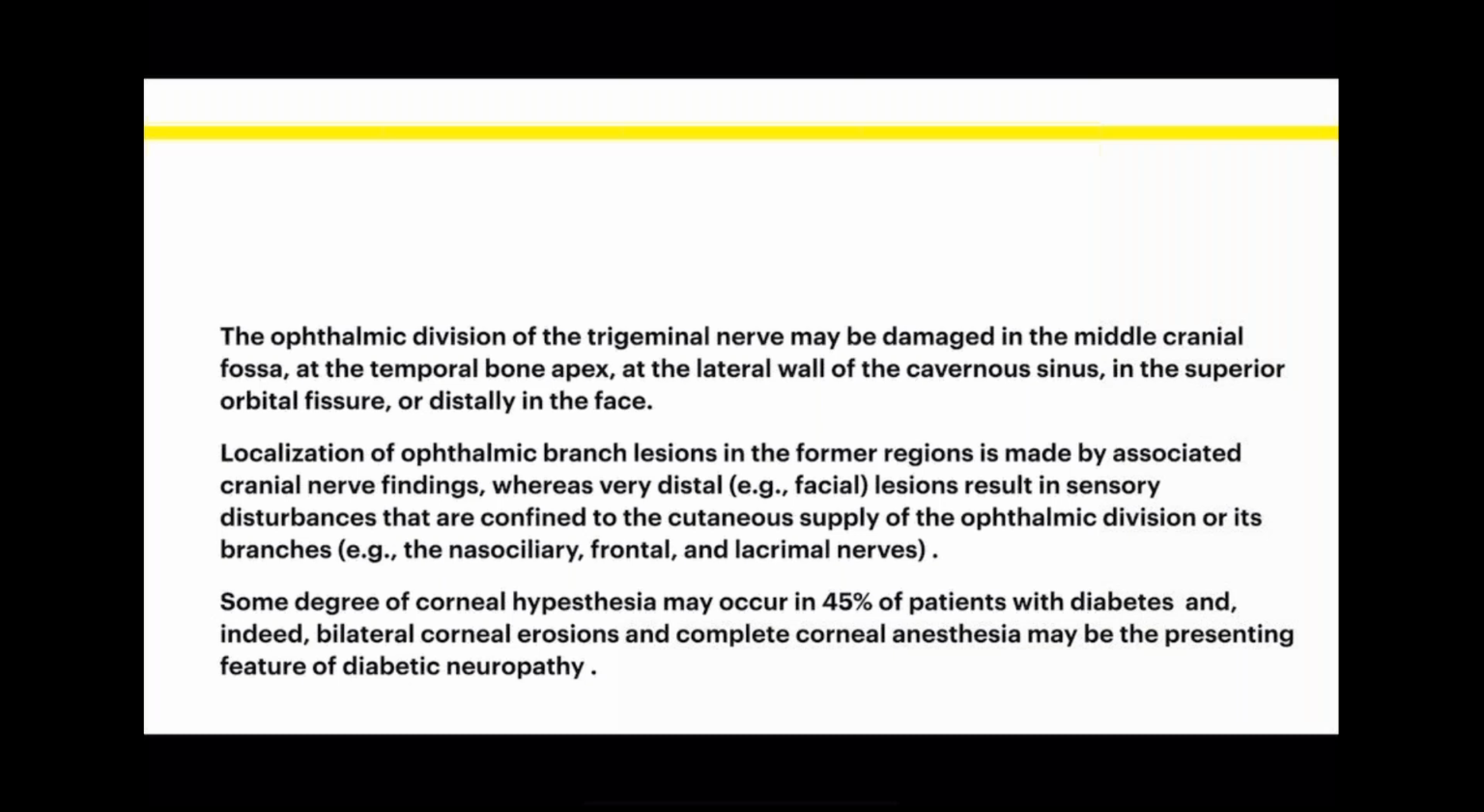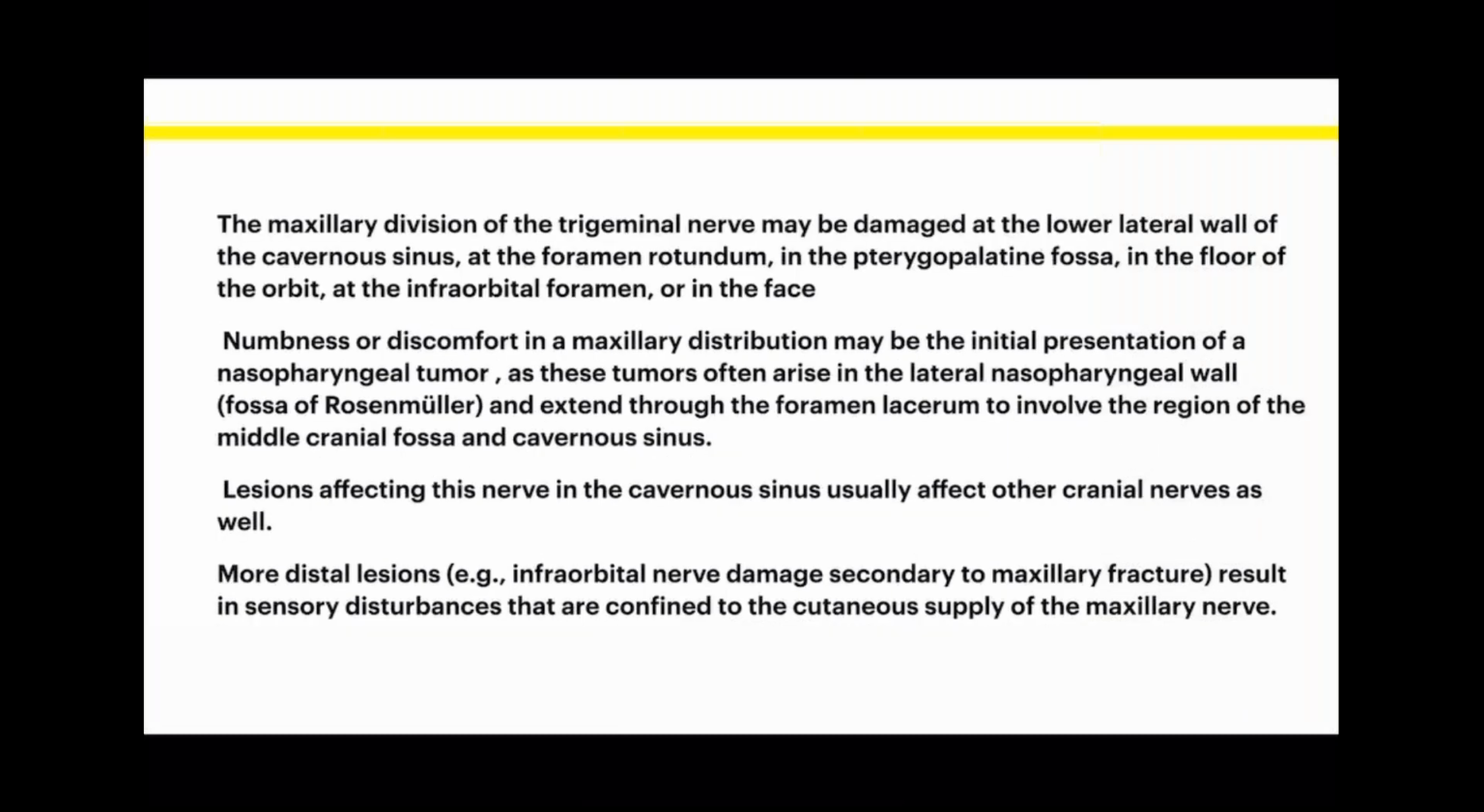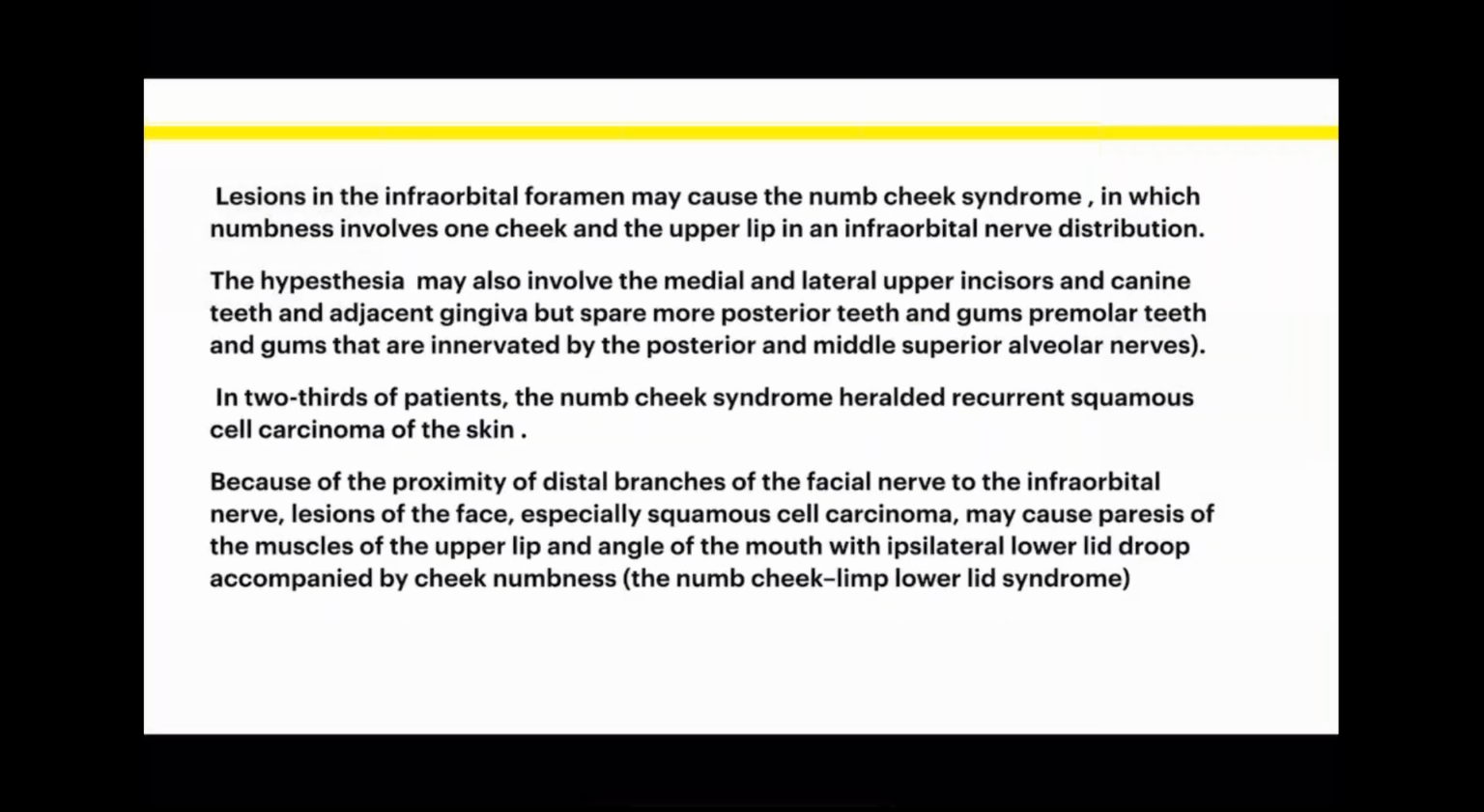The maxillary division may be damaged again at the, I'm going to skip this. I'm going to skip the lesions. Lesions in the infraorbital foramen may cause, and this is very interesting, the numb cheek syndrome, in which numbness involves one cheek and the upper lip in the infraorbital nerve distribution. And the hypesthesia may also involve the medial and lateral upper incisors of the teeth and the gingiva.